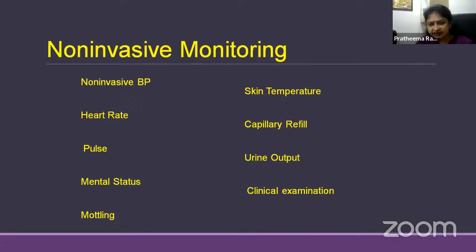So basically, there are 3 windows to see whether the patient is adequately perfused in a clinical examination. One is the mental status. Is the patient having an altered sensorium? If the patient is in shock or the cardiac output is not good, the patient is going to be drowsy. So that is one window. The second window is the urine output. Is the urine output good? Urine output falls after some time, after the compensatory mechanisms fail. Then the third window is the skin.